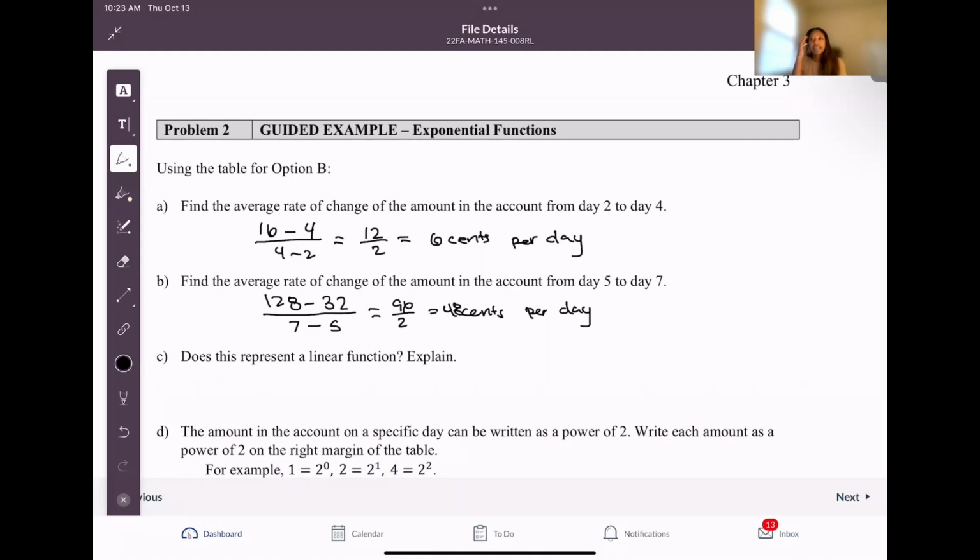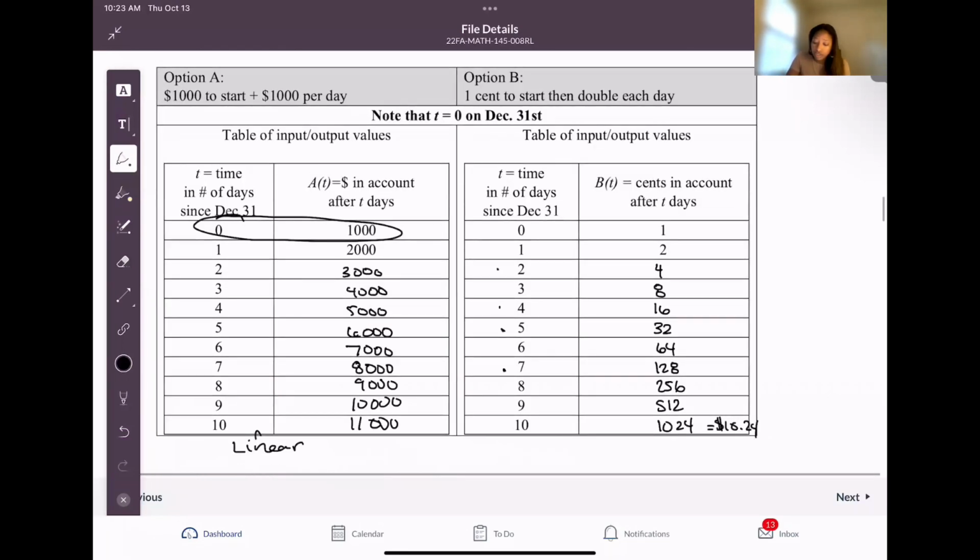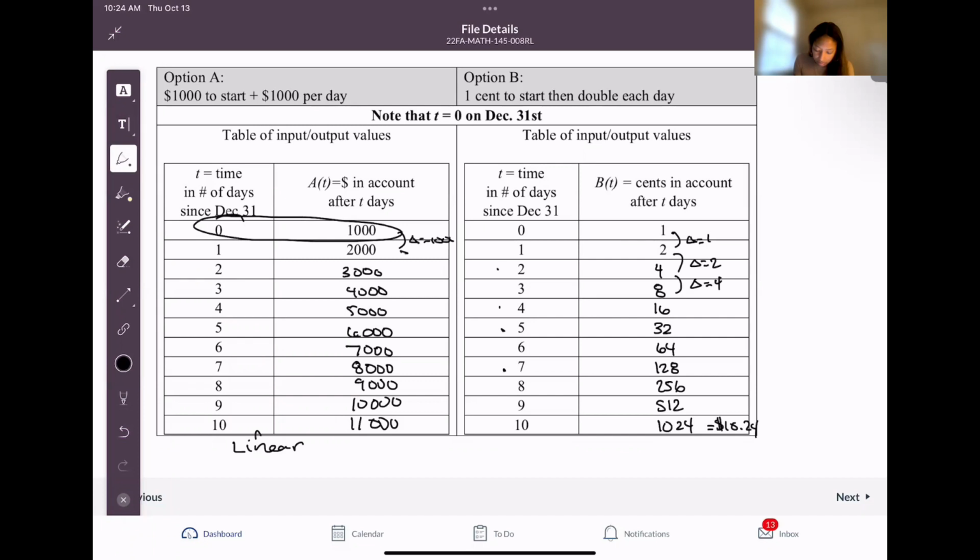So if we're adding the same amount every day, that's a constant average rate of change. But here we're doubling every day. So if we look in the table really quickly, the first day we increased by 1 cent. The second day, we increased by 2 cents. On the third day, we increased by 4 cents. So you can see that the change is not constant. Whereas over here, the change was 1,000, 1,000, 1,000.